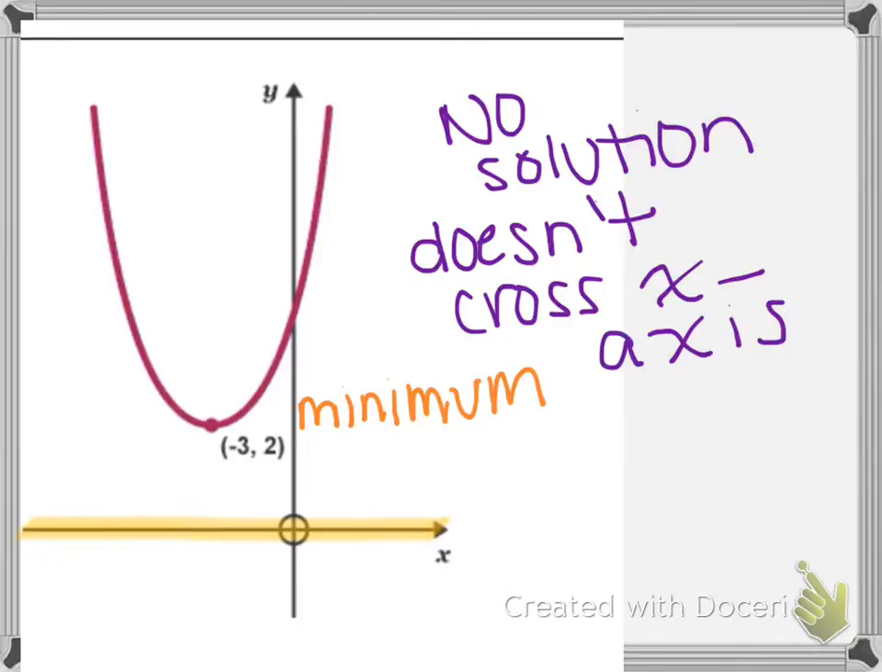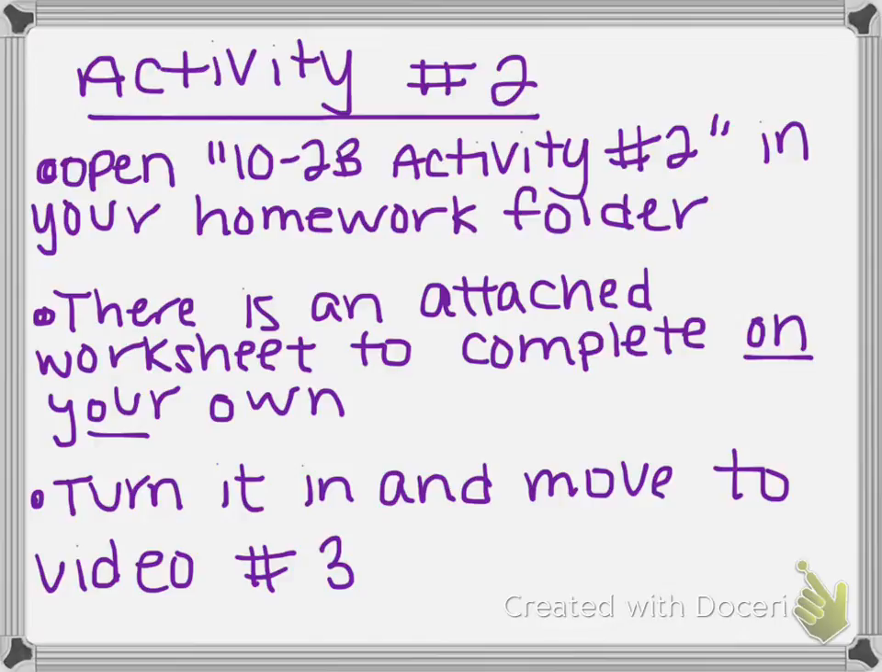What you're going to do now is you are going to go to your homework folder and you're going to open up 10-2B activity number 2. There is a worksheet there that is attached that is asking you to find what the solutions are. Okay, not how many this time, but what are they? So where does the parabola cross the x-axis? What are those ordered pairs? You need to complete that worksheet and turn it into 10-2B activity number 2. Once you've done that, then you can go to the last video, number 3, that will help you to complete your homework assignment.